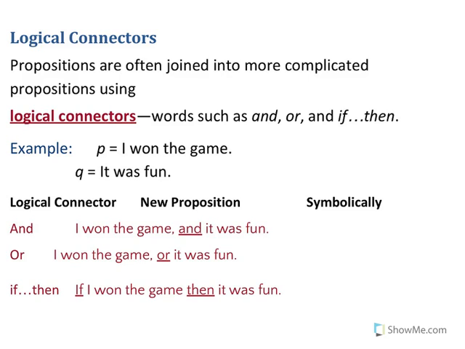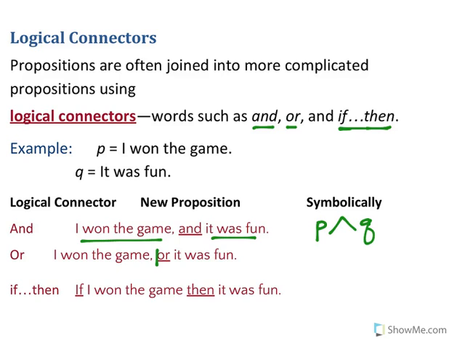Logical connectors. Propositions are often joined into more complicated propositions using what we call logical connectors, and these are words such as and, or, and if then. So for example, P is I won the game, Q is it was fun. Our logical connector is and. The new proposition is I won the game and it was fun. Symbolically, we use that symbol to represent and, so we would say P and Q.